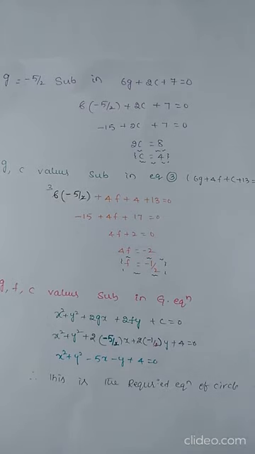So what is the method? By using the 3 points A, B and C, these 3 points are substituted in the general equation. We find the lines L1, L2, L3. Solving these 3 lines, we get the values of g comma f comma c. These g comma f comma c values are substituted in the general equation x square plus y square plus 2gx plus 2fy plus c is equal to 0. Then substituting the values of g comma f comma c, that is the required equation of the circle.